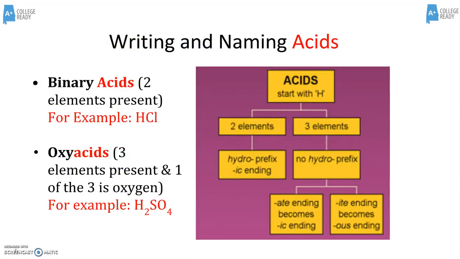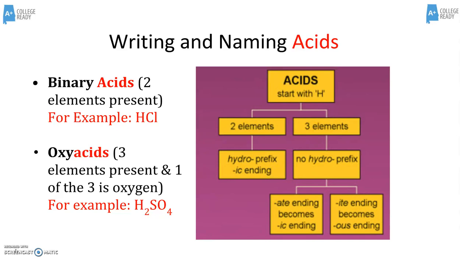When we are writing and naming acids, first off, an acid is a substance that generates hydrogen ions when placed in a solution. This is our Arrhenius definition. There are several types of definitions for acids that we'll learn later on in another unit. The chemical formula usually begins with the letter H. There is an exception, acetic acid.